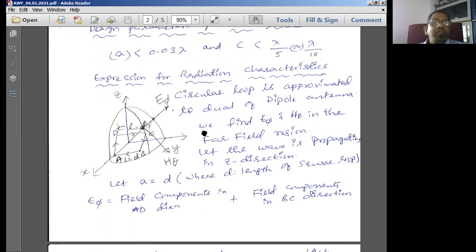So when you consider such a coordinate system, we normally expect the electric and magnetic fields to be propagating along the phi direction. If the electric field is along the phi direction, then the magnetic field will be along the theta direction, because phi and theta are always perpendicular to each other in the spherical coordinate system.